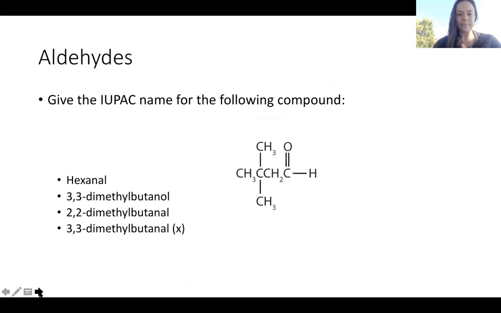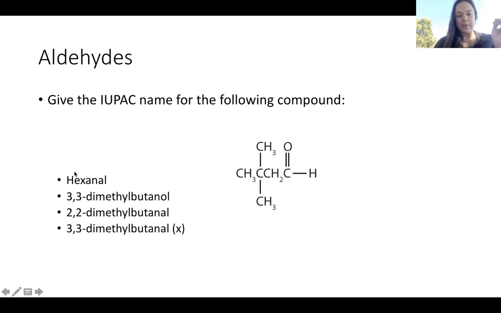Okay. All right, and then we also looked at aldehydes. And so you had to give the IUPAC name for the following compound. So remember, the aldehyde functional group is when you have this C double bond O, which is a carbonyl, and then the carbon of the carbonyl is attached to a hydrogen. And so that's your aldehyde. And we want to count the longest carbon chain. So that's 1, 2, 3, 4. So that's 4. So that's a but-.